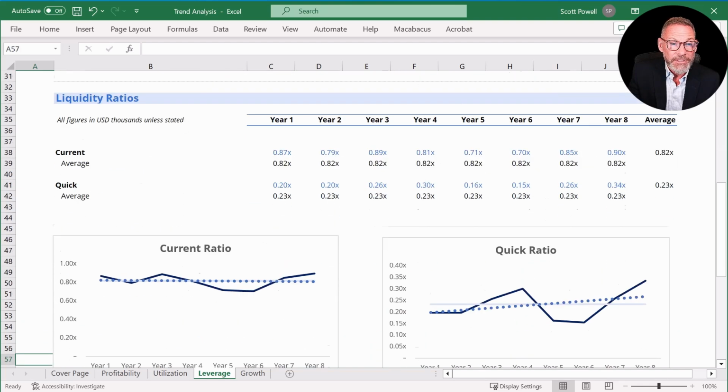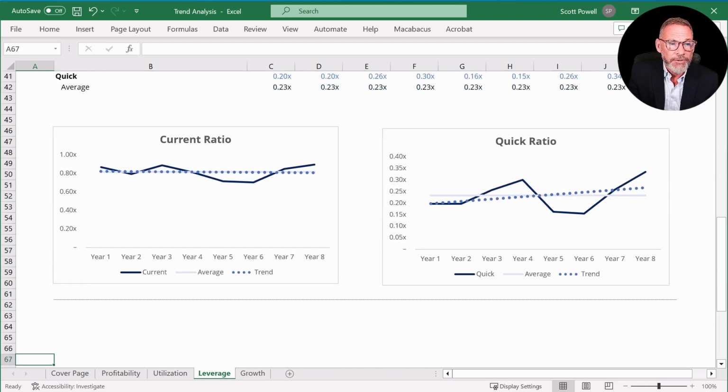With liquidity ratios, if we scroll down to our current ratio and our quick ratio, again, we don't see much change there. Our current ratio is almost sustainably steady, and the quick ratio has a bit of volatility, but again, is staying very close to its average for the 8-year period.